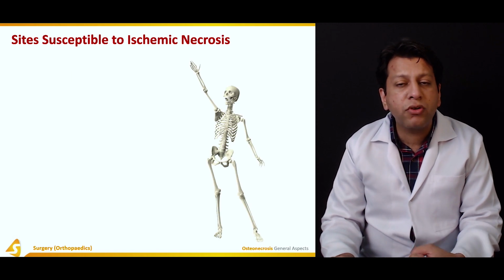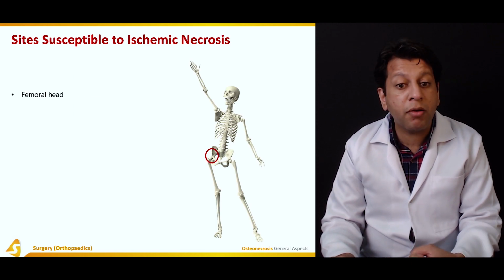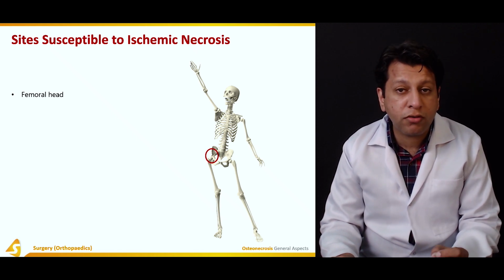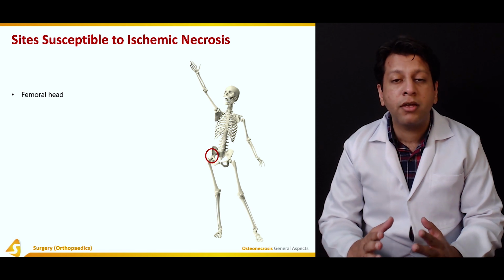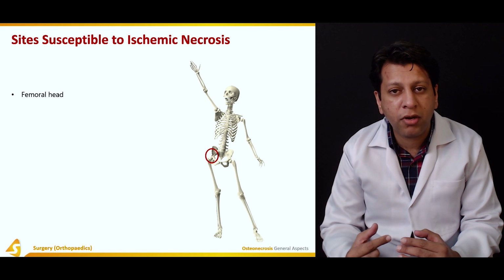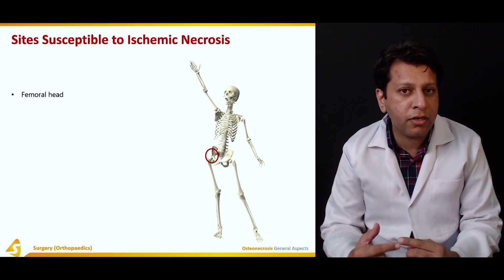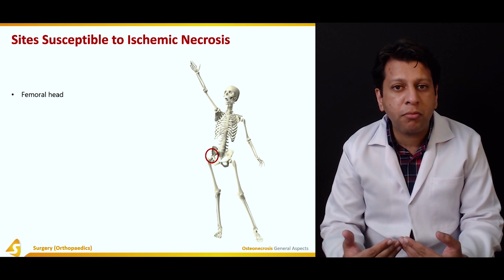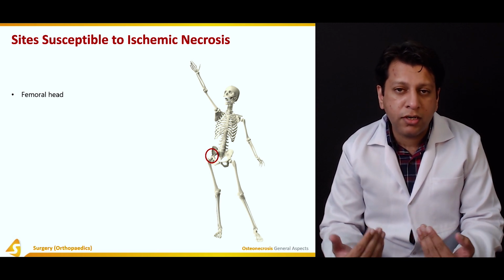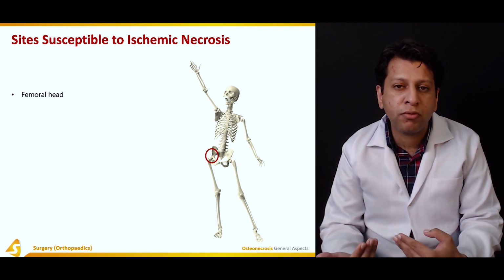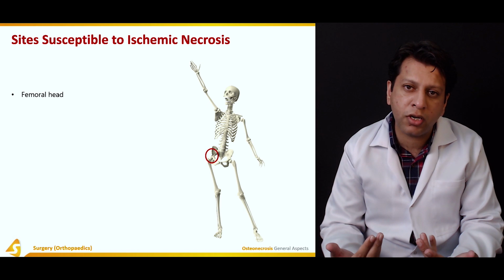Sites which are more susceptible to ischemic necrosis include the femoral head. The femoral head is more susceptible, and is the most common site of AVN, because if you see the anatomy, only some part of the blood is supplied by arteries to the ligamentum teres, which is around the fovea capitis. Most of the blood supply is actually coming from outside the capsule, that is via the medial circumflex femoral artery and lateral circumflex femoral artery.